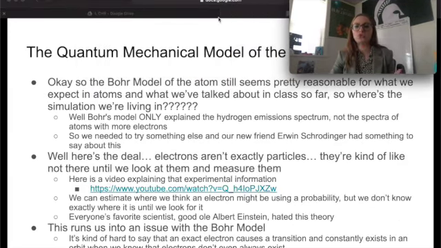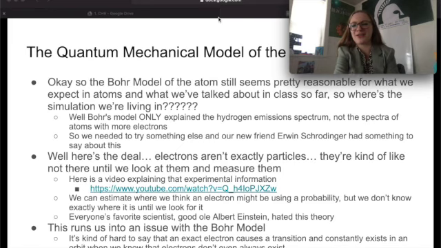Okay, so the Bohr model of the atom seems pretty reasonable for what we expect in atoms, what we talked about in class so far. I always think of Jimmy Neutron, that's kind of the model of the atom they used to make the logo for that. I interned at the nuclear power plant. Everything that we have has the Bohr model of the atom as their model everywhere. Those electrons in rings around a nucleus.